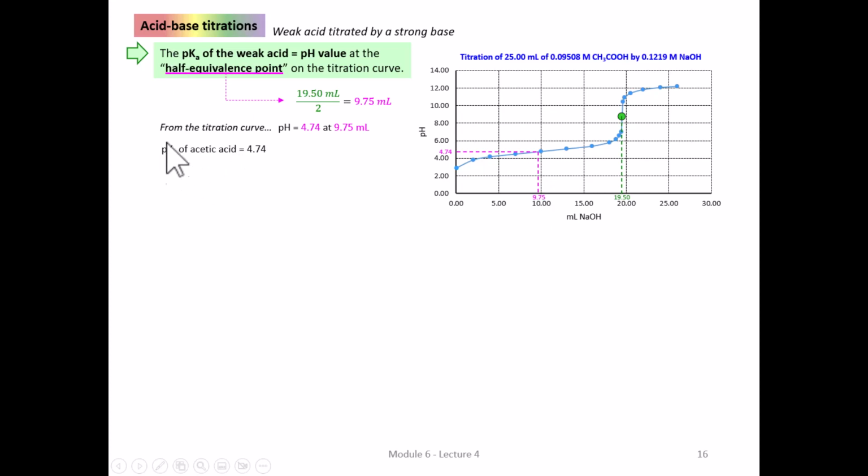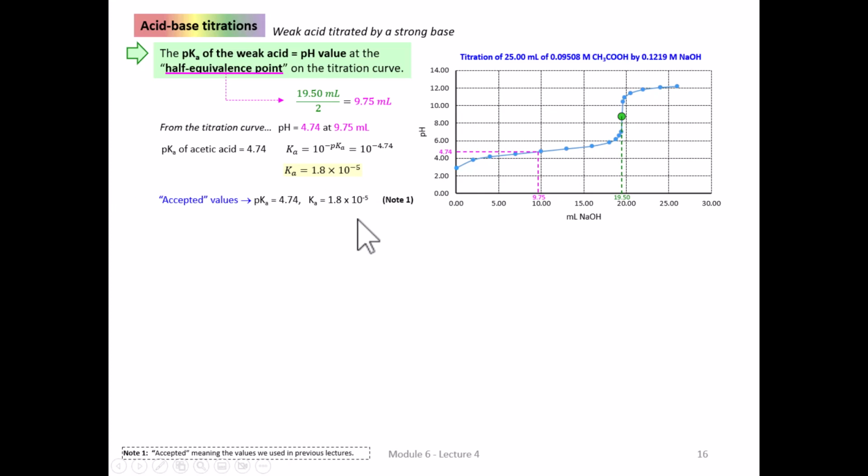We say the pH at the half equivalence point is equal to the pKa of the weak acid. So the pKa of acetic acid is measured to be 4.74. If we back calculate the Ka from that, we get 1.8 times 10 to the minus 5, a number that should look familiar. In this case, it's exactly equal to the accepted value, meaning the one we've used in previous lectures. Now, why does this work?